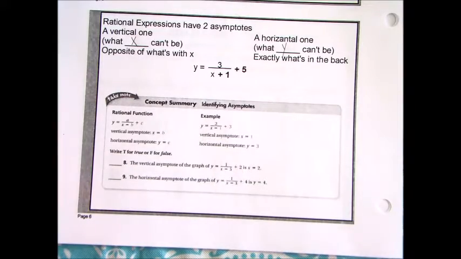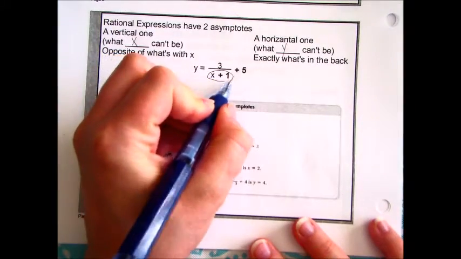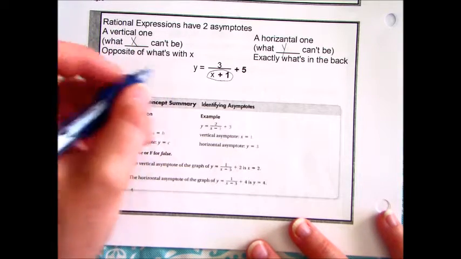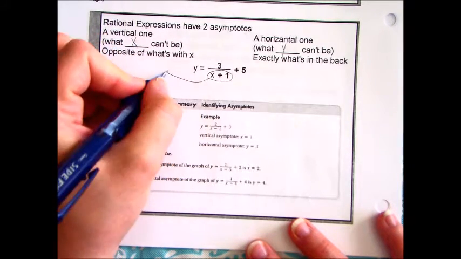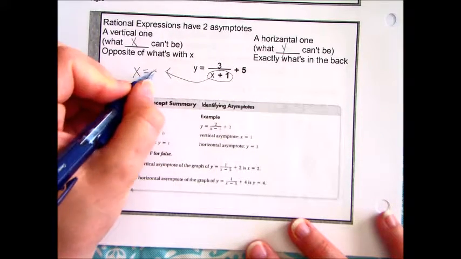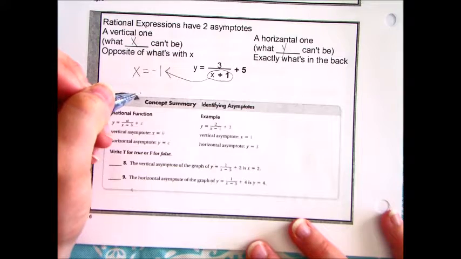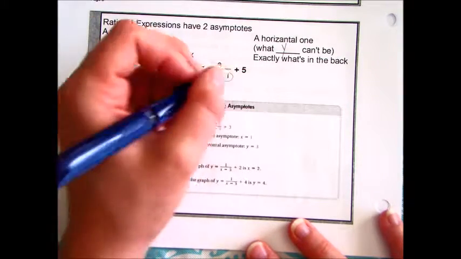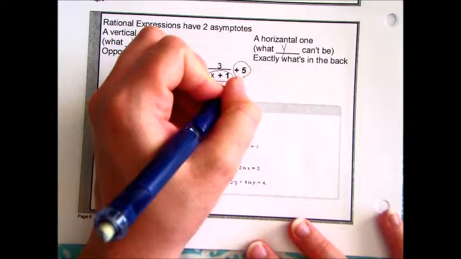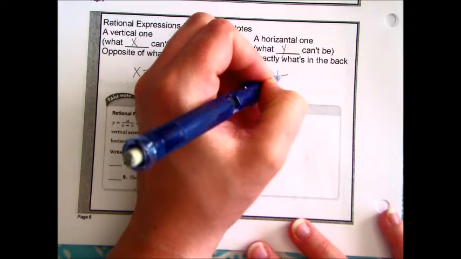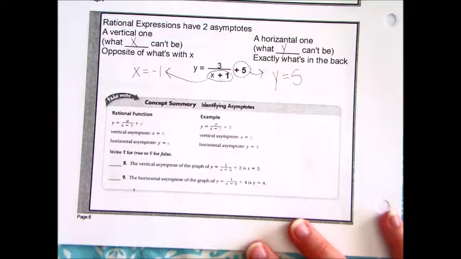Okay. So you see how we have x plus 1 here? That means the excluded value, the vertical asymptote, I'm going to draw a line over here. The vertical asymptote is x equals negative 1. It's opposite of the bottom. And it is actually the excluded value as well. Now you see the number in the back? That's what y is not allowed to be. That's the horizontal asymptote. So we would say the horizontal asymptote is y equals 5. And it's a horizontal line at y equals 5.